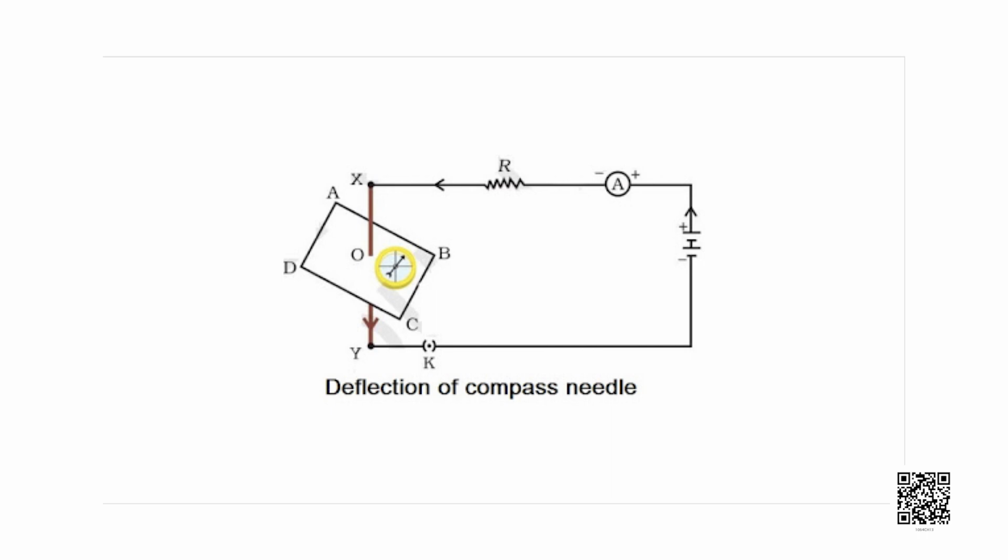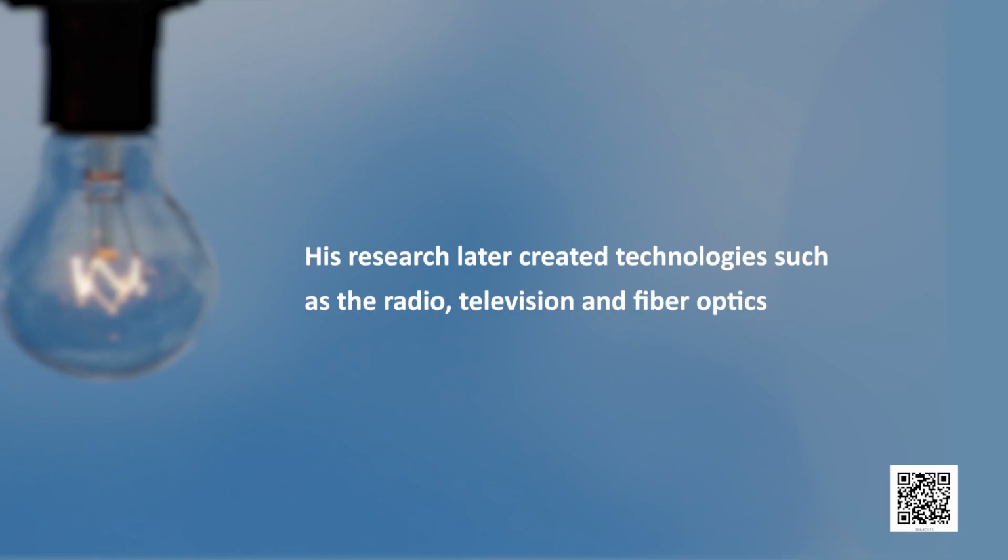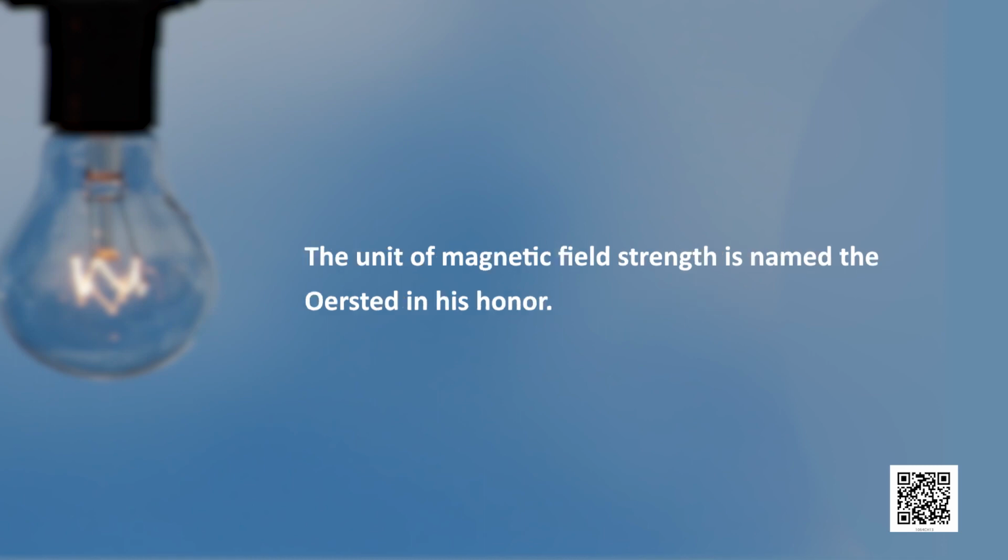Thus, we can say that electricity and magnetism are linked to each other. Then what about the reverse possibility of an electric current of moving magnets? We will soon find that out. This relationship between electricity and magnetism was studied by Hans Christian Ørsted. In 1820, he accidentally discovered that a compass needle got deflected when an electric current was passed through a metallic wire placed nearby. Through this observation, Ørsted showed that electricity and magnetism were related phenomena. His research later created technologies such as radio, television, and fiber optics. The unit of magnetic field strength is named Ørsted in his honor.